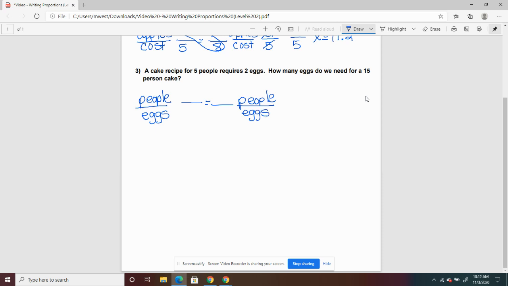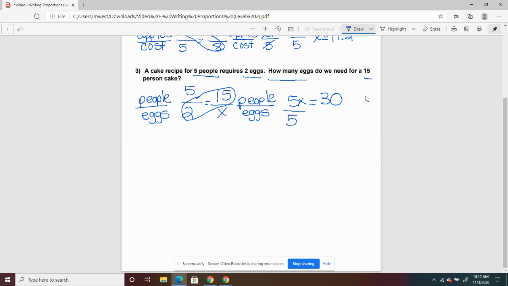So back up here, a cake recipe for 5 people requires 2 eggs. So a cake recipe for 5 people with 2 eggs. How many eggs? That means we don't know how many eggs we have. And then we need it for a 15-person cake. So 15 people. All right, let's do that. And then 5 times X is 5X. And 2 times 15 is 30.